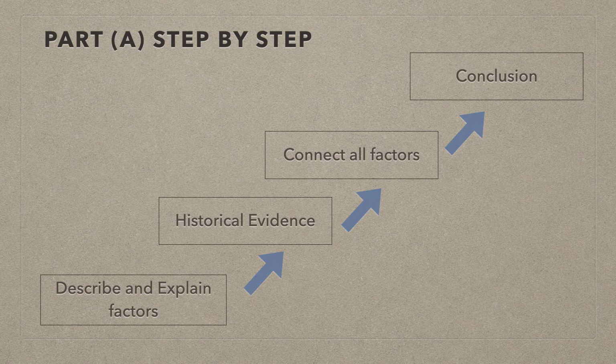So, here is the summary of the steps on answering Part A. Describe and explain the factors. Support the factors by including historical evidence. Connect all factors and reach a conclusion. Okay, so that's all for Part A. We can now move on to how to answer Part B.